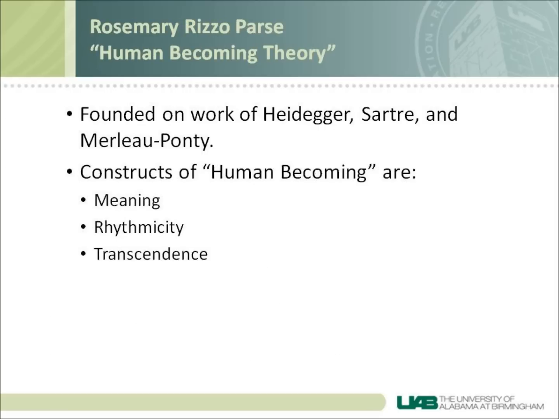Rosemarie Rizzo Parse's human becoming theory is founded on the work of the phenomenology philosophers Heidegger, Sartre, and Merleau-Ponty. Its three constructs are meaning, rhythmicity, and transcendence. According to this theory, the human's meaning is obtained through lived experiences, as he or she, together with the environment, co-creates what is real for him or her. Rhythmic patterns of relating to others exist in the apparent opposites of revealing-concealing, enabling-limiting, and connecting-separating. Transcendence is the individual's ability to move beyond the current moment and create a path for him or herself in the midst of ambiguity and change.